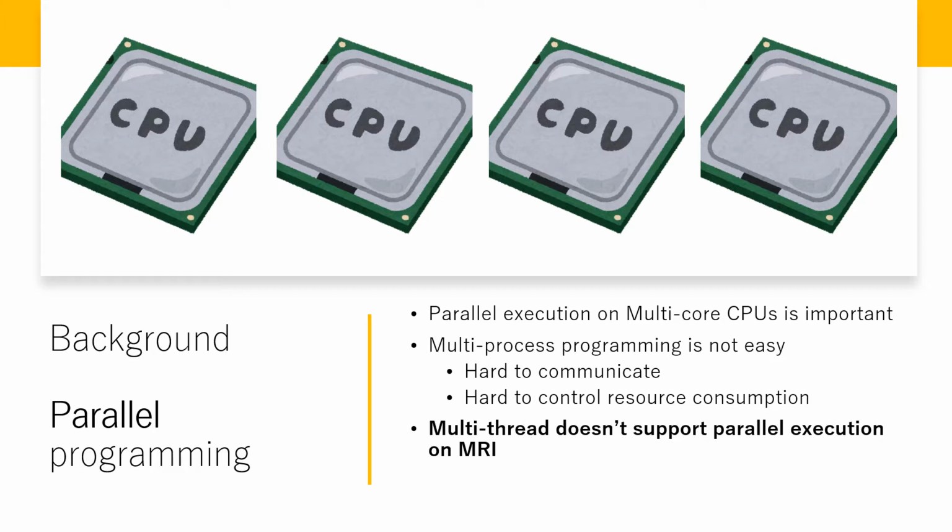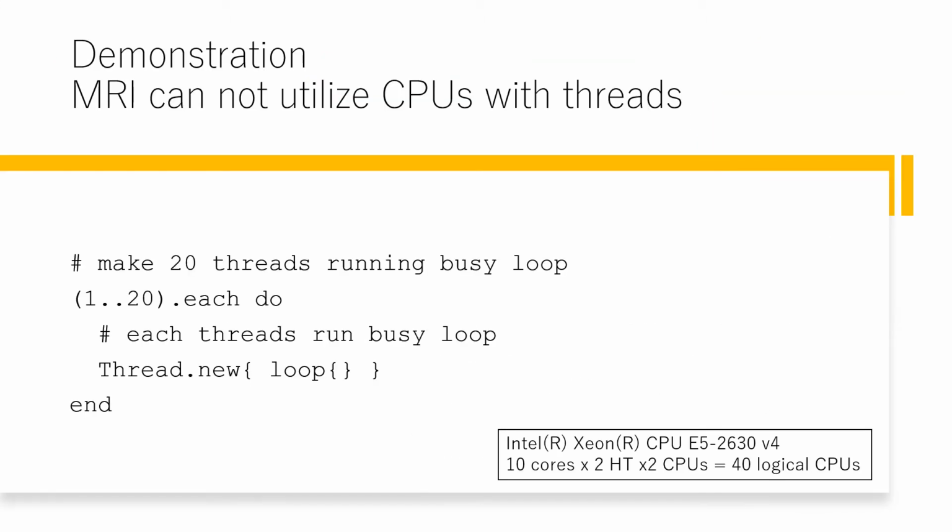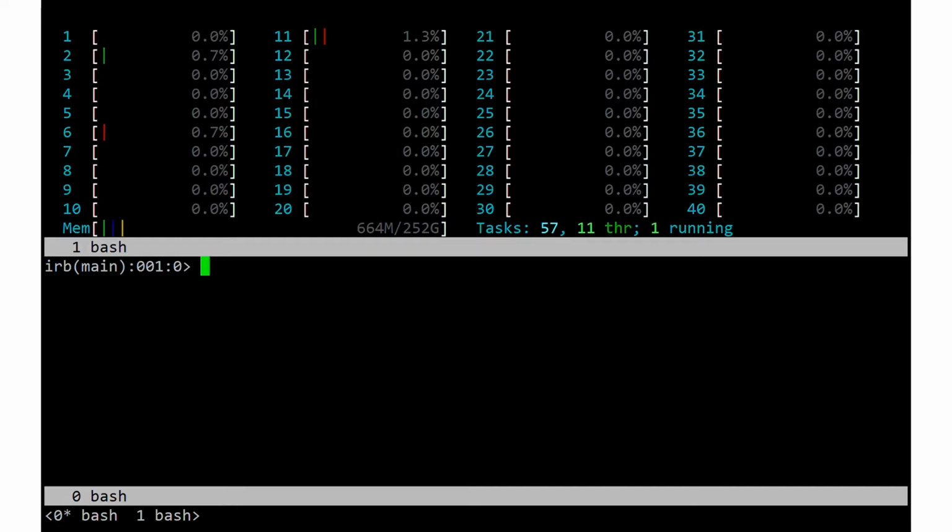Making many threads is another well-known way to utilize multiple cores, but our MRI, the Ruby command, doesn't support parallel execution with multiple threads. Let's try to run this program on MRI. This program makes 20 threads, and each thread runs a busy loop. If threads run in parallel, multiple CPU cores will be busy. Let's try on the parallel computer.